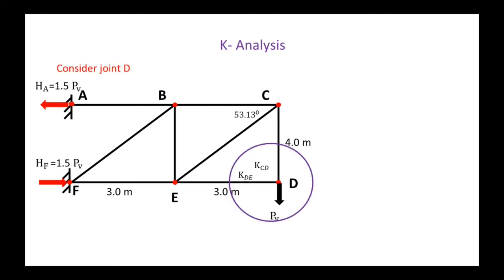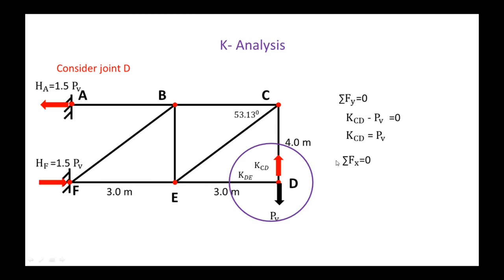Now we are considering the joint D here, with members denoted KDE and KCD. Resolving in the upward direction first, sigma FY is equal to 0 at the joint D. We are considering upward as positive and downward as negative. So KCD is positive and PV is negative. So KCD minus PV is equal to 0, so KCD is equal to PV. This is away from the joint at D, and we denote it the same way at C.